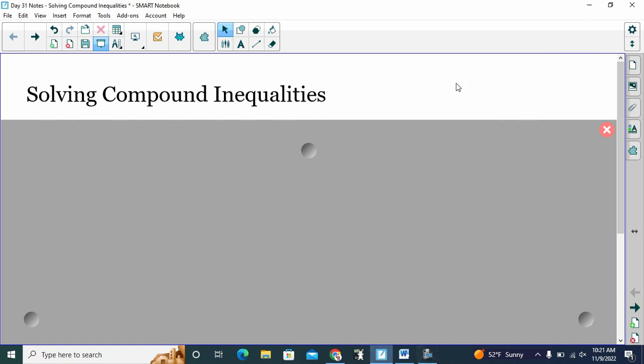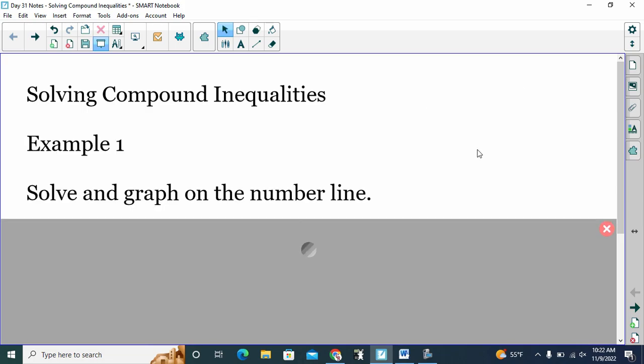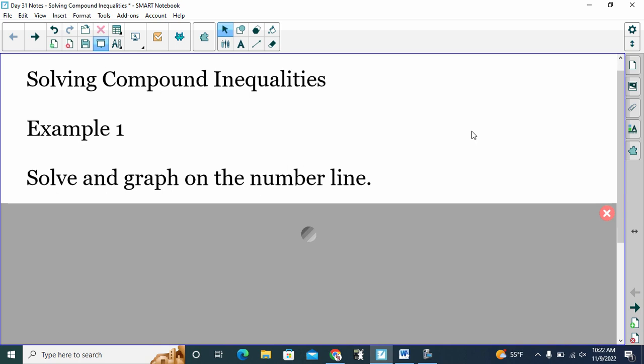Notes today are on solving compound inequalities. Last time we defined compound inequalities as two inequalities connected with an and or an or statement. We also focused on graphing those compound inequalities. Today we will solve them and then graph our solution. So we are asked to solve and then graph the solution on the number line.